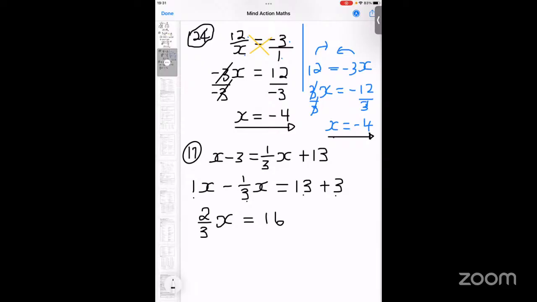So never be intimidated by a fraction, honorable members. When you see a fraction, just think of it as a number. When you see the letter X, just think of it as an object. So it's like you have 1 banana minus 1 over 3 banana.